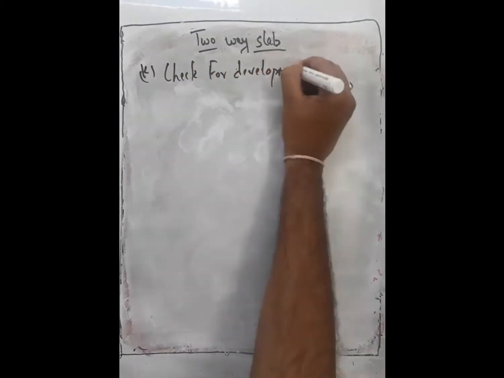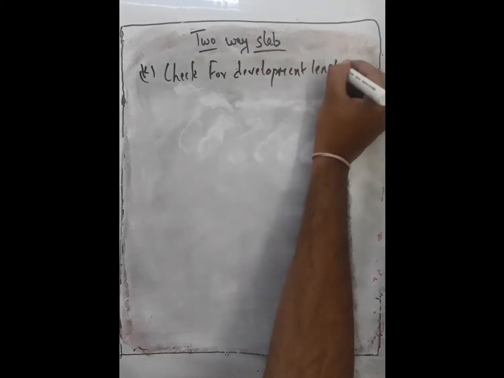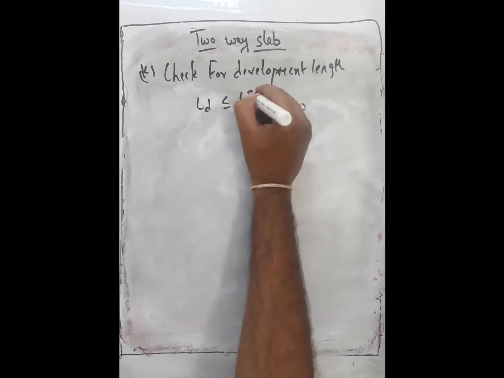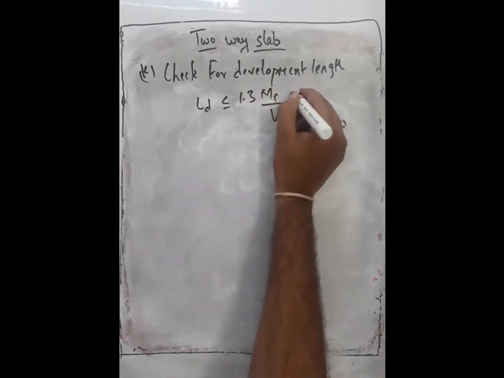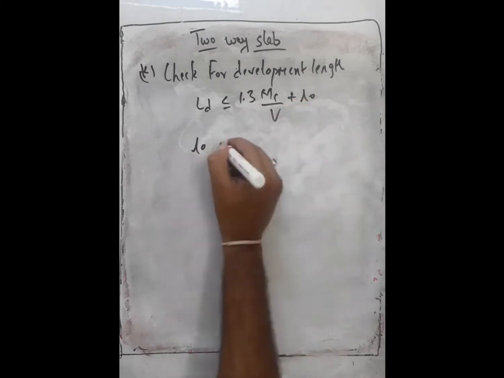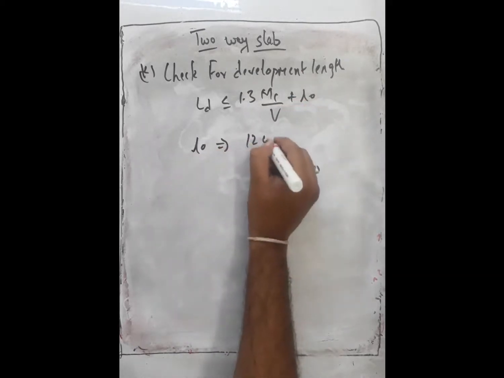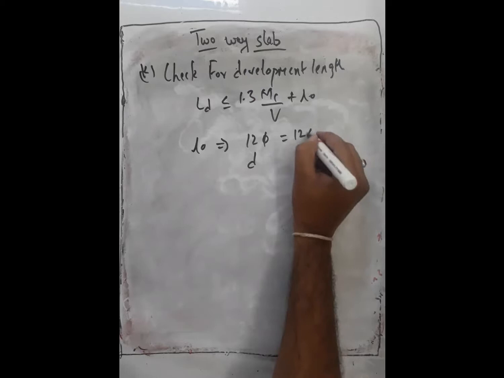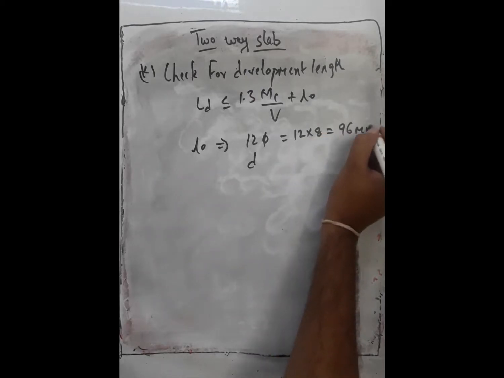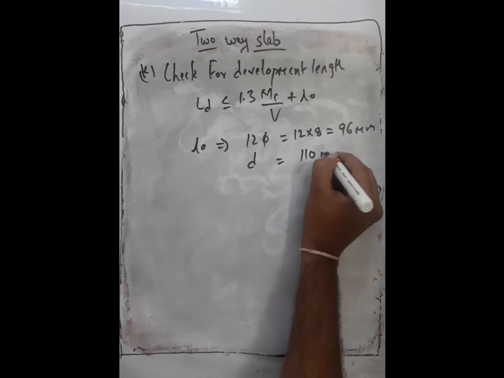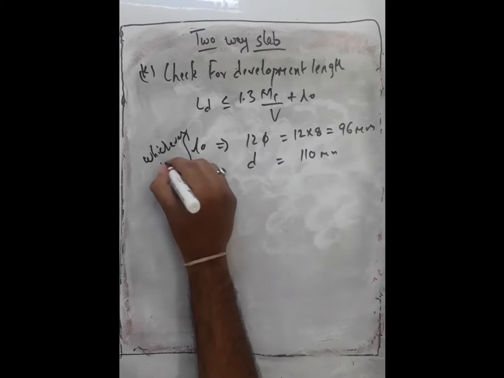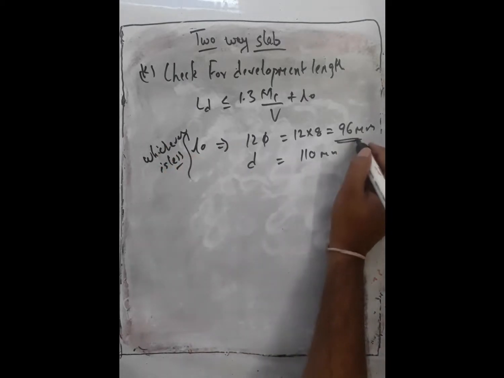Development length. We know that L by D ratio is less than or equal to 1.3 M1 upon V plus L naught, and for L naught we have two conditions, 12 phi and D. So 12 phi is 12 into 8, which is 96, and D we have 110 mm. We take whichever is less. So here the lesser is 96, so we take approximately 100 mm.